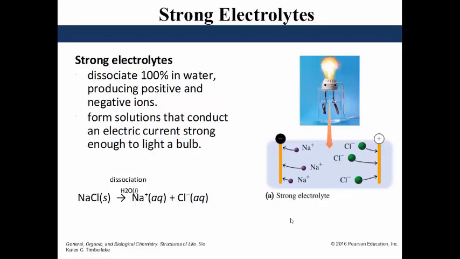All right, for the first one, a strong electrolyte is a compound that will completely dissociate or break up 100% in water, and by doing so, it will produce a positively charged ion and a negatively charged ion. These will form solutions that are able to conduct an electric current strong enough to power a light bulb. An example of one of these is one we've already talked about, sodium chloride or salt.